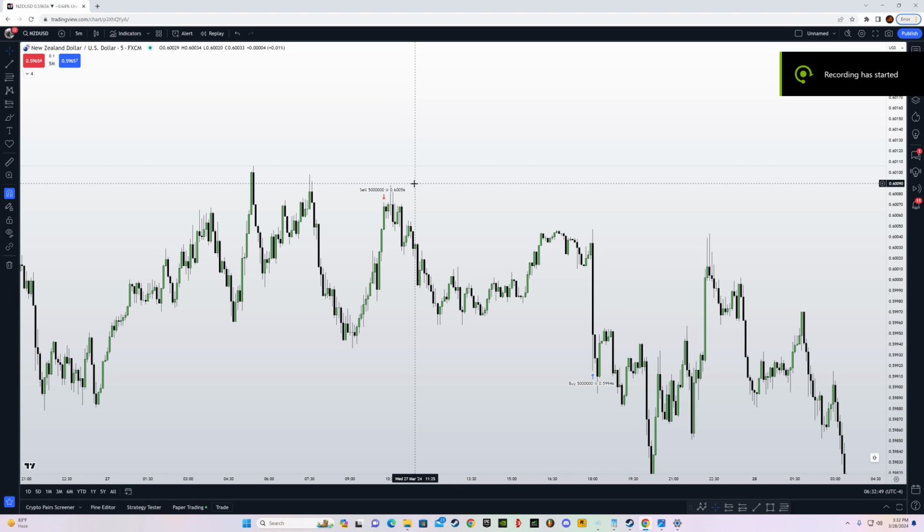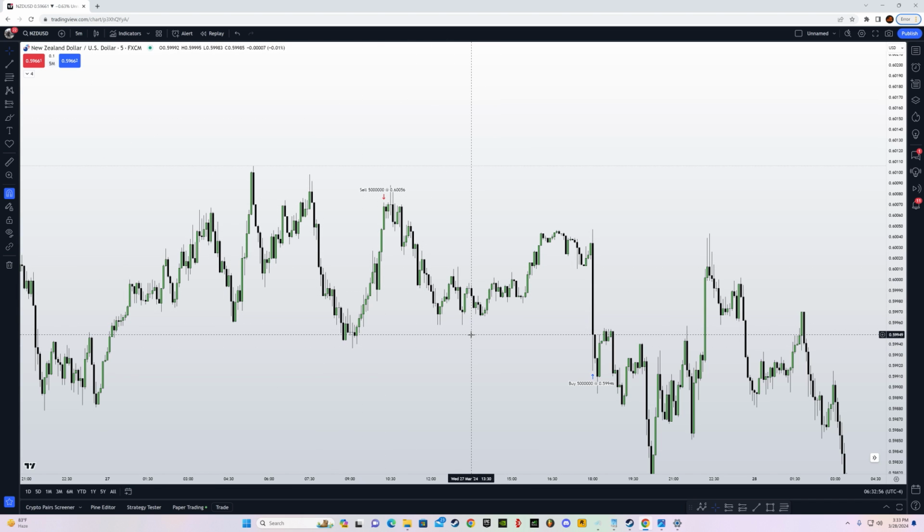So I made just around $4,000 on my funded account yesterday trading NZD/USD, and this is going to be a trade breakdown, and also I'm going to teach you the strategy that I used to take this trade.